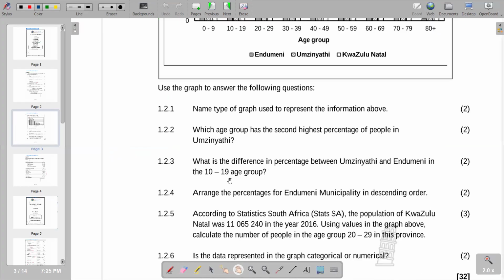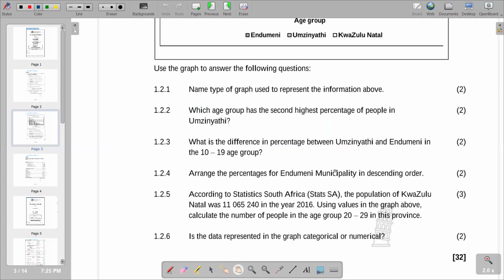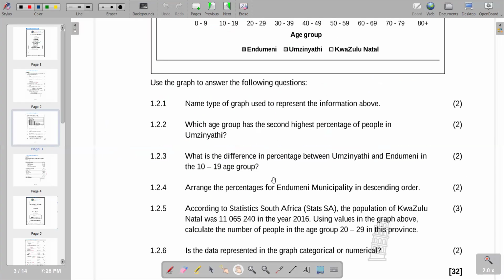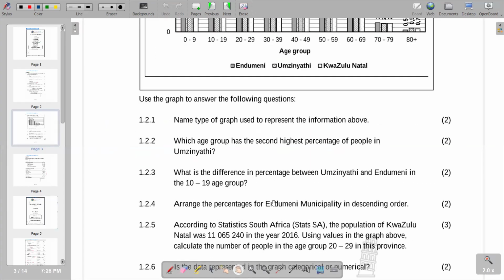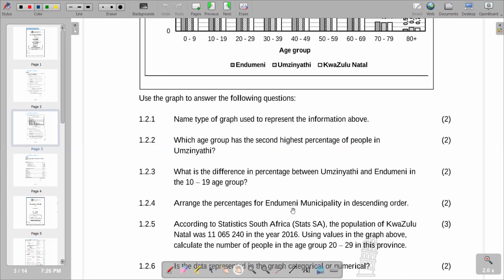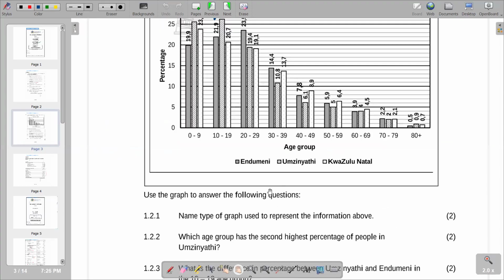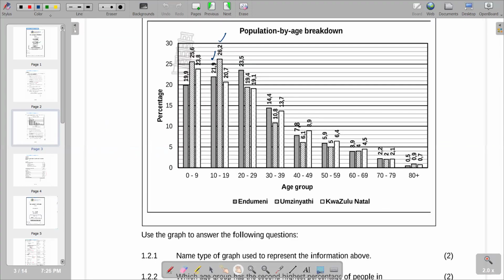1.2.4. Arrange the percentages of Endumeni municipality in descending order. So remember descending, we are starting with the highest to the lowest. So this is in reference to Endumeni municipality. So we try to pick the ones for Endumeni municipality as presented here.